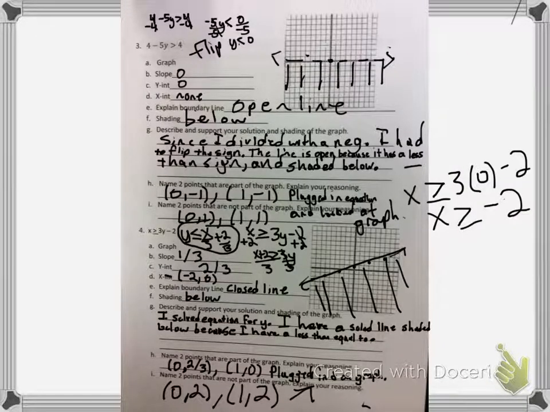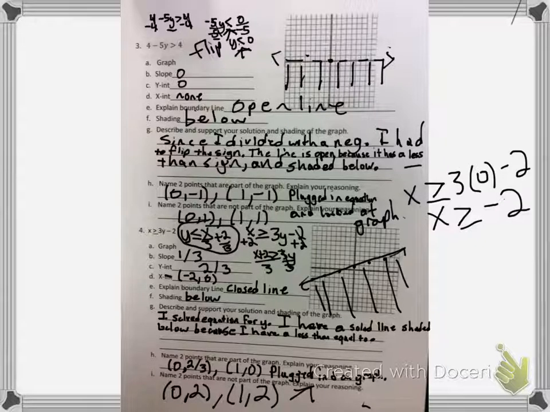My next question, I have 4 minus 5y is greater than 4. So I solve it for y here. Subtract 4 from both sides, I get 0. Divide by negative 5. When I divide by a negative, it causes me to flip my inequality sign. That's not an equal sign, I'm just pointing. Maybe I should draw an arrow for you. And instead of being greater than, it's now less than.